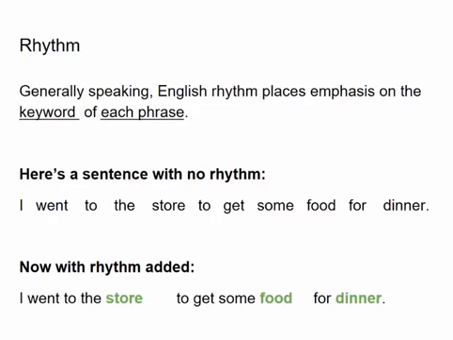I went to the store to get some food for dinner. Okay, I went to the store. Do you hear how "I went to the" is faster, and then "store" is emphasized? To get some food, okay, so "food" is emphasized, and the other words are sped up, and for dinner, right? "For" is very quick, and "dinner" is slower. That's what we do when we add rhythm to our sentences. We emphasize those key words.